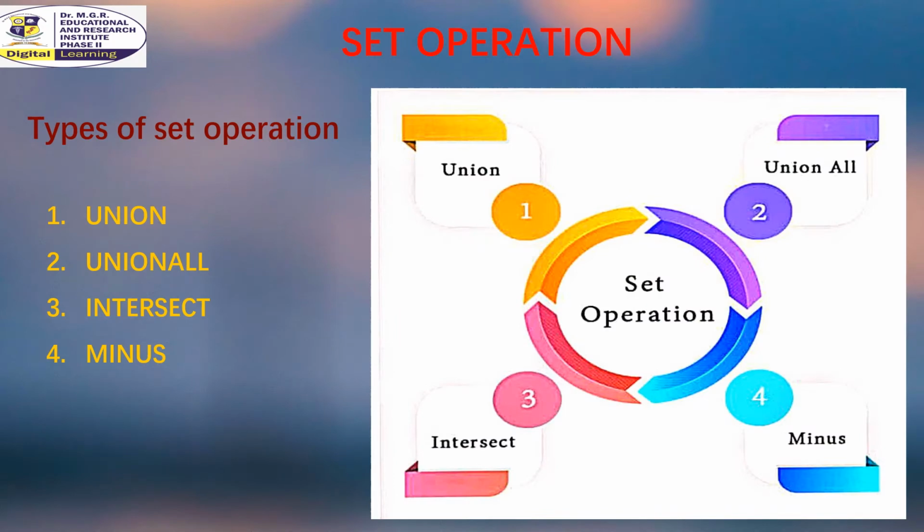Here we are going to see the types of set operation. In general, the set operations are of four types. That is, 1 union, 2 union all, third type will be intersect, fourth will be minus.